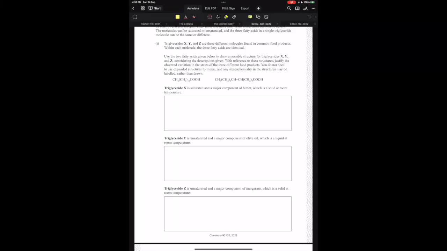Hello everyone, this is question 2 of the NZQA 2022 Scholarship Chemistry exam. Let's move straight into part A.